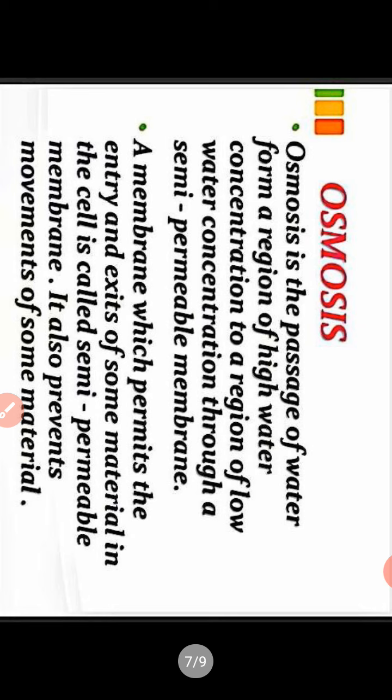Now the other law is osmosis. Osmosis is the passage of water. In diffusion it is the movement of substances like gas, but here it is the passage of water from a region of high water concentration to a region of low water concentration through a semi-permeable membrane. Now what is a semi-permeable membrane? It is the plasma membrane. So the water will also move from its higher concentration to lower concentration.